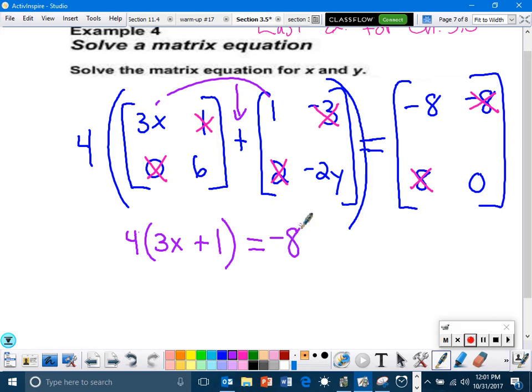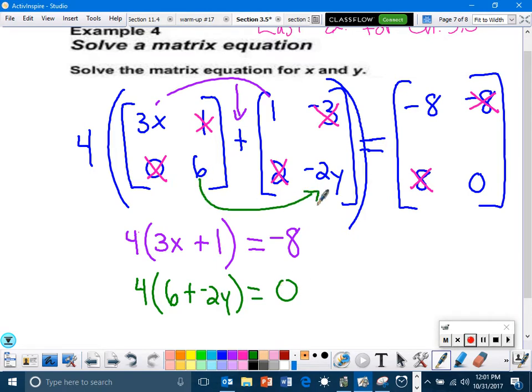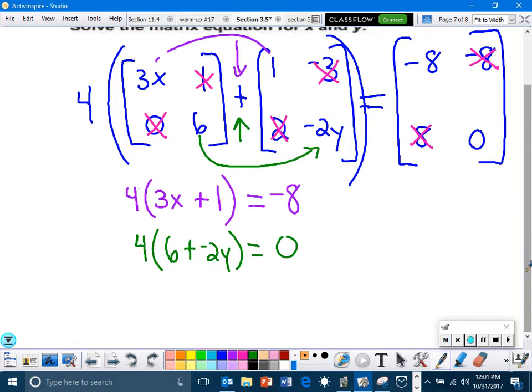Okay, the other equation is the bottom, so I have 4 parentheses. Now I have a 6 plus -2y, and that equals 0. Okay, so the 6 gets added to the 2y. Okay, and there's a scalar in front, so I need the 4 times that. All right, now I'm going to solve both of these equations.